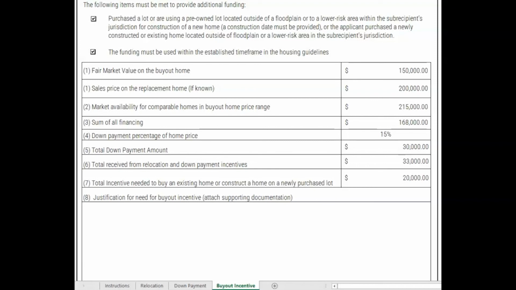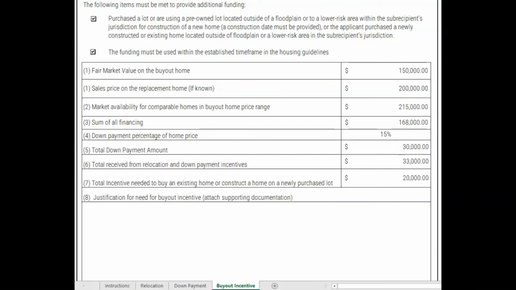Number 3 should be the sum of all financing that the applicant will need after down payment and credits on the home. In number 4, input the down payment percentage of the home price. For number 5, the total down payment amount will auto-calculate based on the sales price of the home and the down payment percentage.